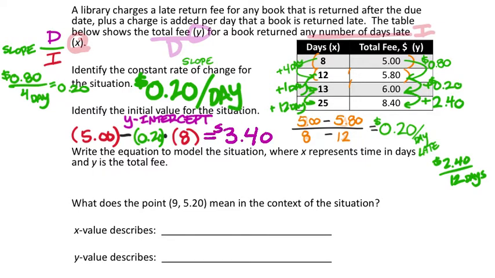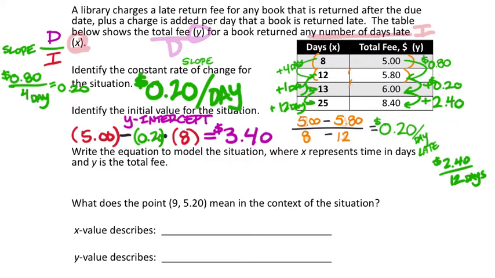And this tells me that the y-intercept here would have been $3.40, okay? Now, what does this represent, this $3.40? This represents whatever the initial fee was, right? Plus a charge is added per day. So it says library charges a late return fee. That's this late return fee. That's this $3.40 right there, okay?